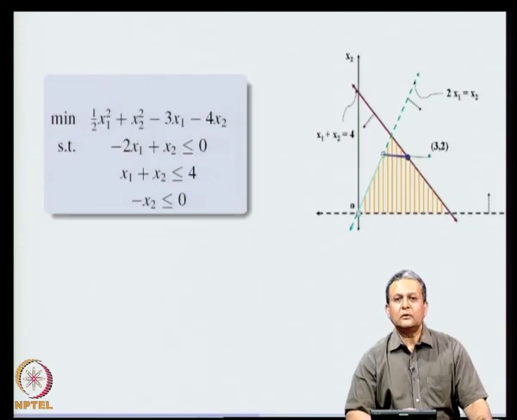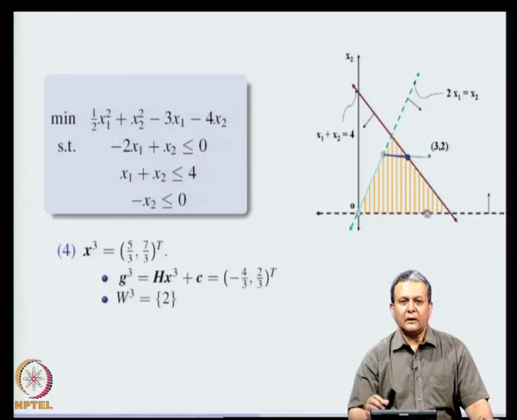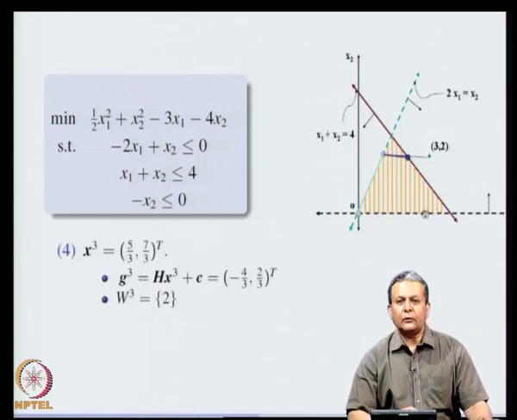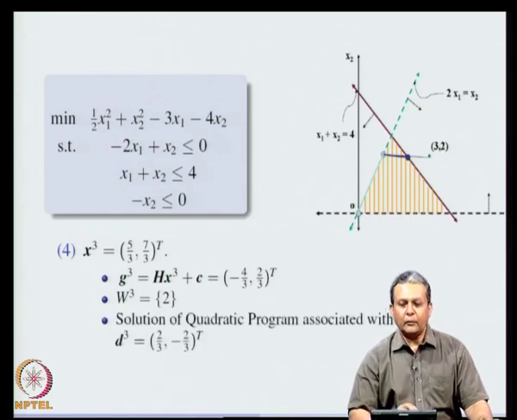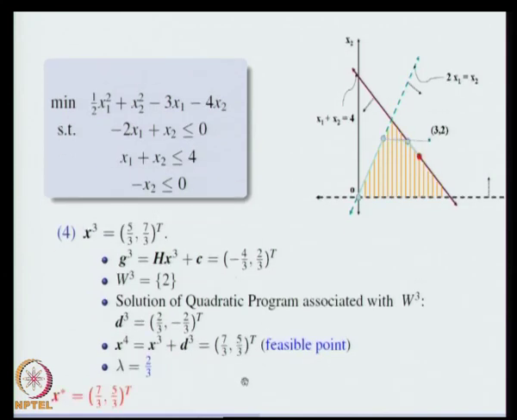We are now sitting at this point with this constraint active, and again we would like to determine the direction d along which we can move, and that direction turns out to be this direction. Now, how far should we move? If we set alpha 1 equal to 1, then x4 is equal to x3 plus d3, that is equal to 7 by 3, 5 by 3. So, that is the feasible point. That is shown here, and x star is equal to 7 by 3, 5 by 3 in this case.